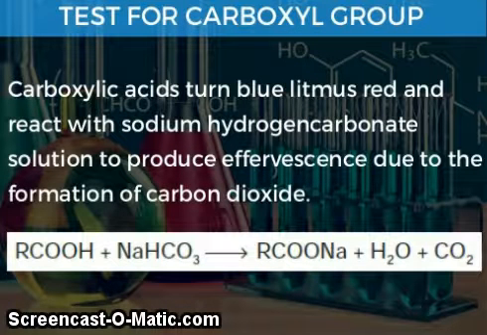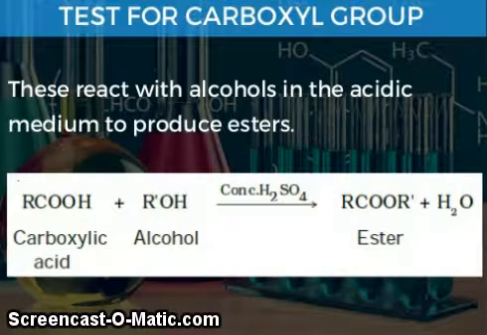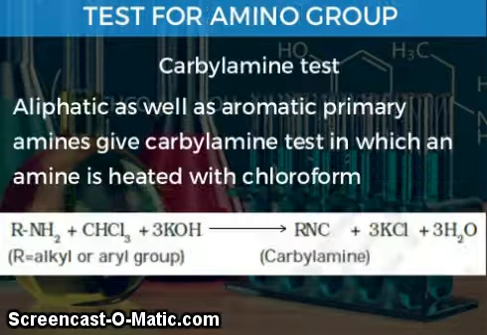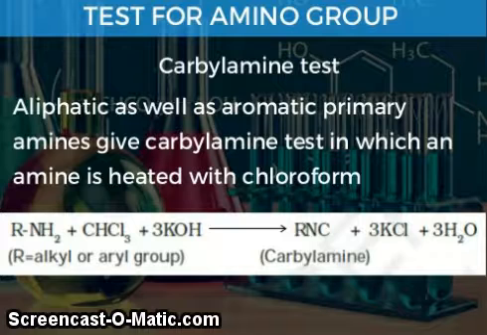Test for carboxyl group. Carboxylic acid turns blue litmus red and reacts with sodium hydrogen carbonate solution to produce effervescence due to the formation of carbon dioxide. Now these react with alcohol in acidic medium to produce ester. Now carbylamine test. Aliphatic as well as aromatic primary amines give the carbylamine test, in which an amine is heated with chloroform. So this is the test for amino groups.